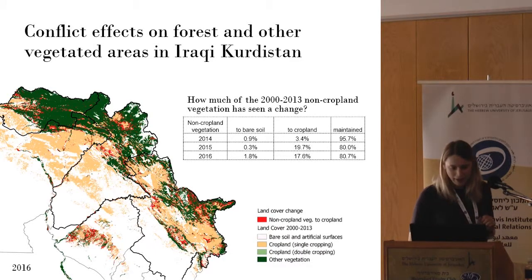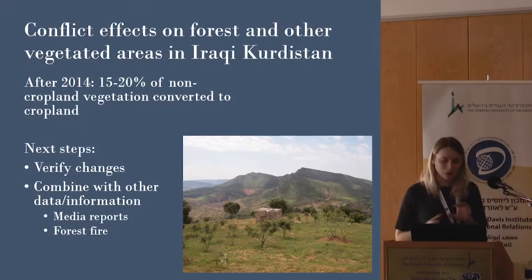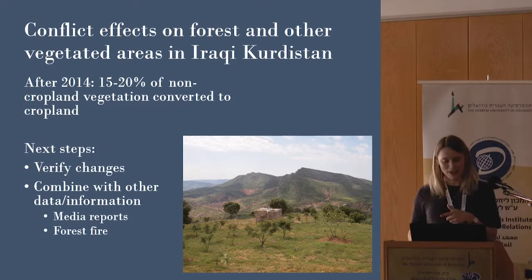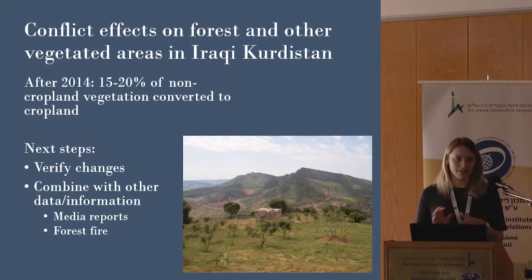So, this is basically where I'm at. I can see that there has been a large change in non-cropland vegetation to cropland vegetation. And the next steps for me would be to verify those changes and make sure that what my data is actually saying is correct, so that there's not any problems in the data and something that doesn't make sense.